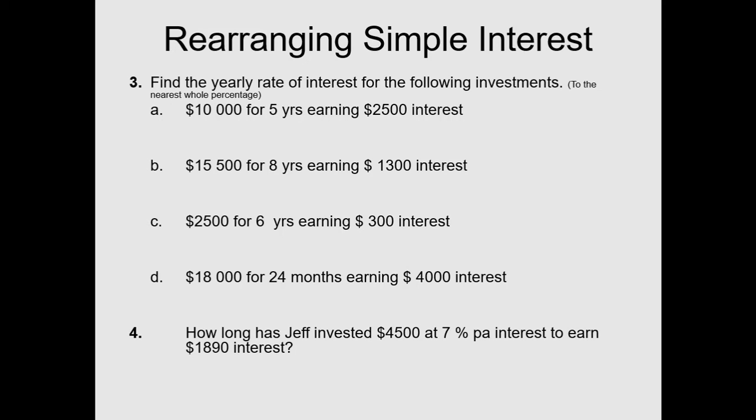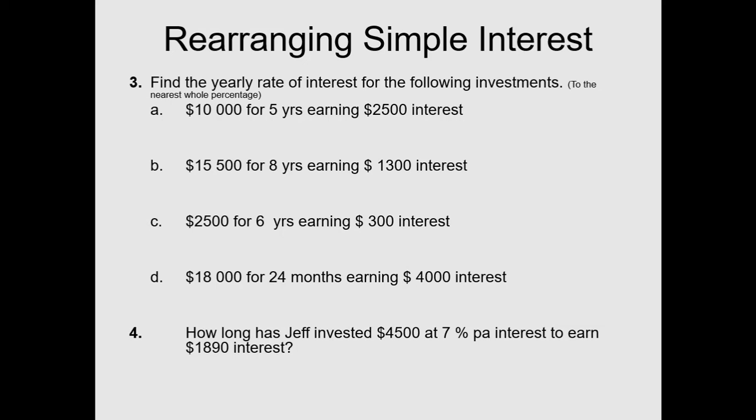Question 4, how long has Jeff invested $4,500 at a 7% per annum per year interest rate to earn $1,890 in interest? This time we know the P, we know the R, and we know the I, but we need to set that up and rearrange to find the T, the time. How long has it taken him? Hit pause now, give that a go, and your answers are coming up in just a minute.